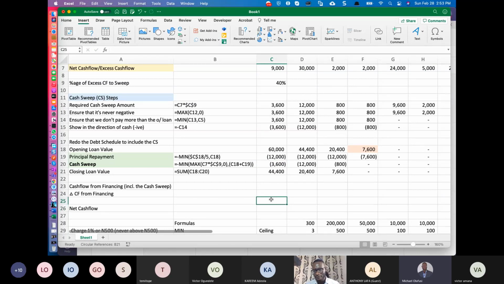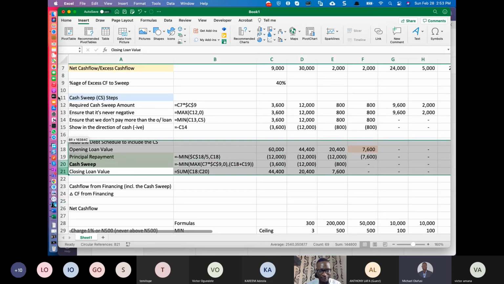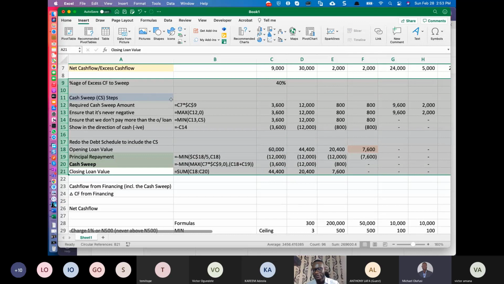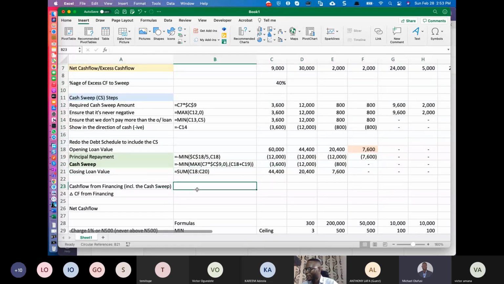Okay, so is this clear? At this juncture, did you get it? Let me just ask, up until here, all we did here, did you get them? That's what is important, because that's what relates to the cash sweep. All that is left is taking it back to where they should feed into. So are we clear with what I've demonstrated?